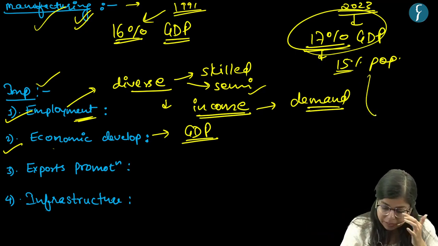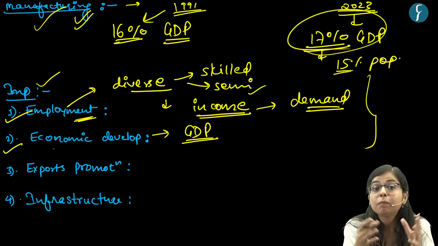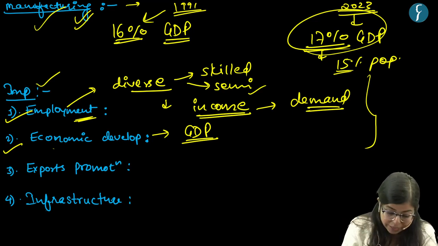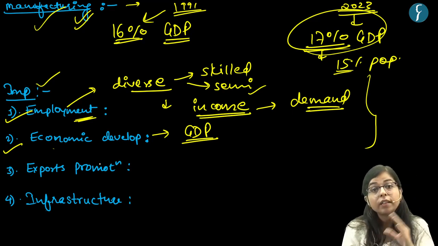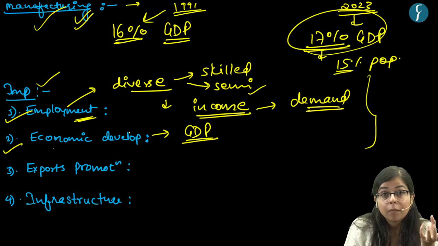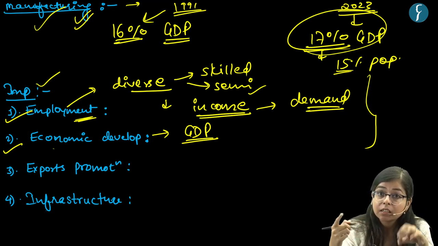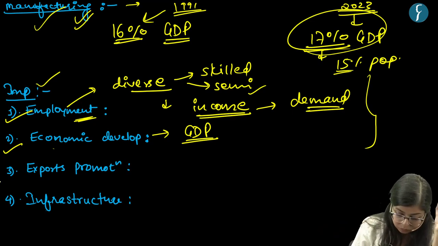So we can see that a rise in manufacturing has a multiplier effect in the economy, in terms of employment generation, also in terms of economic development, by helping in the development of agriculture as well as the service sector also.